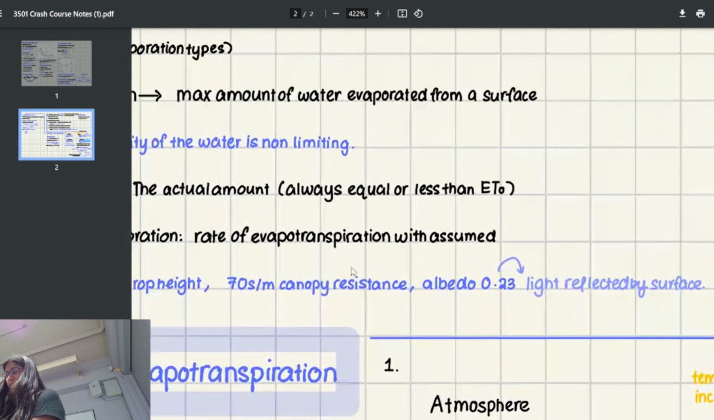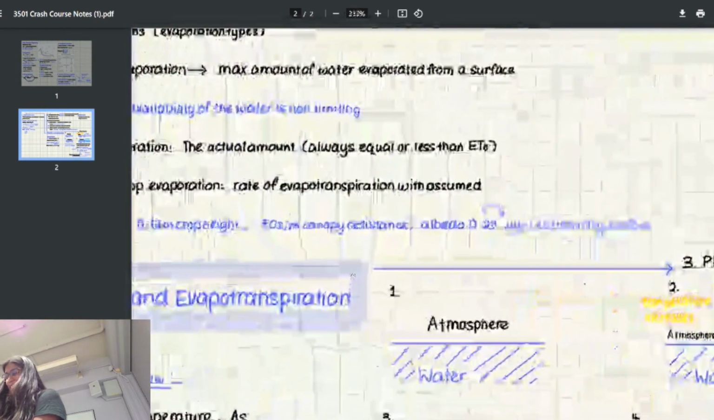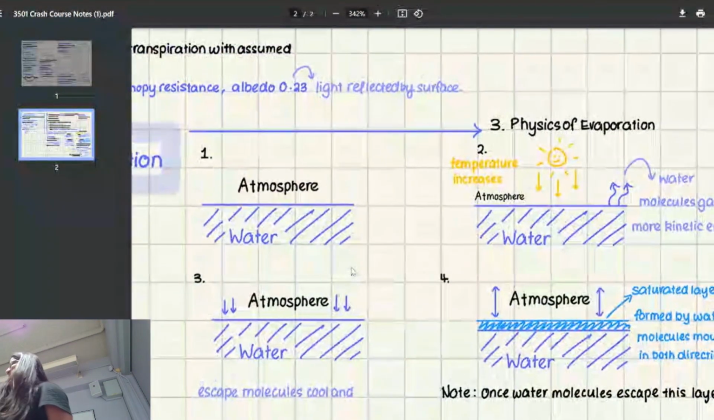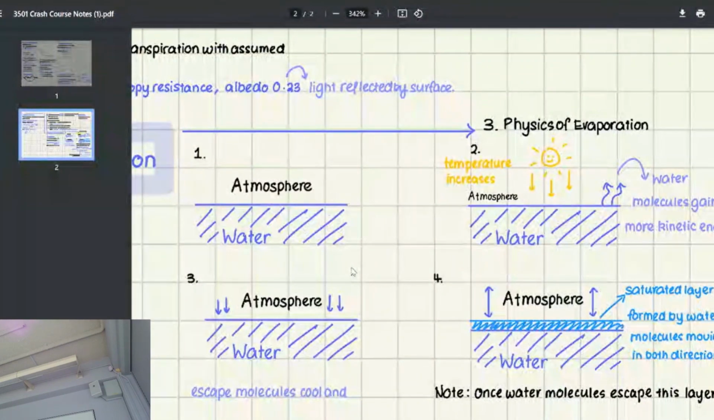Okay, moving on to the physics of evapotranspiration. I have a diagram here, and I hope it makes sense. Just imagine that this is an open water body in step 1, and you've got the atmosphere above, right? Nothing has happened yet, and then when you add the increase in temperature, the molecules in the open water body gain more kinetic energy, and that allows them to escape the water body into the atmosphere, right?